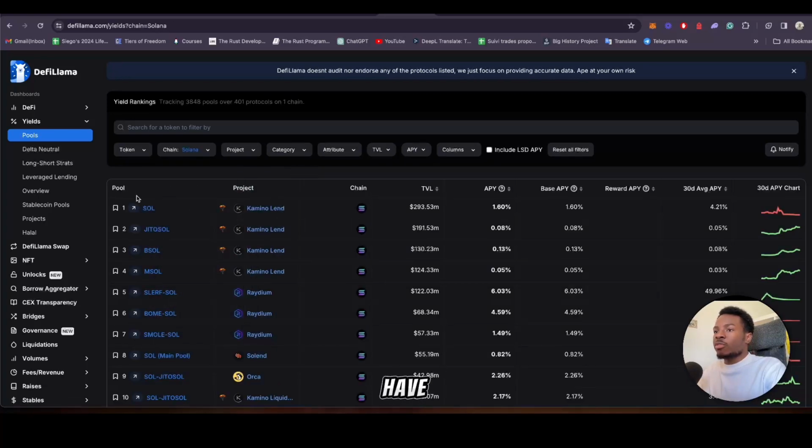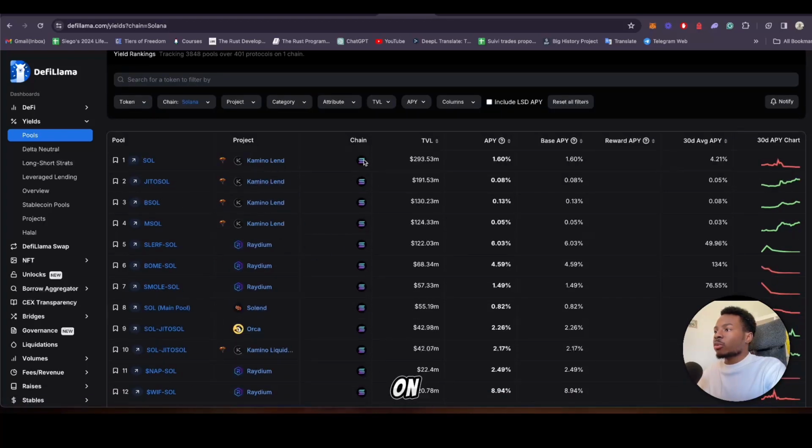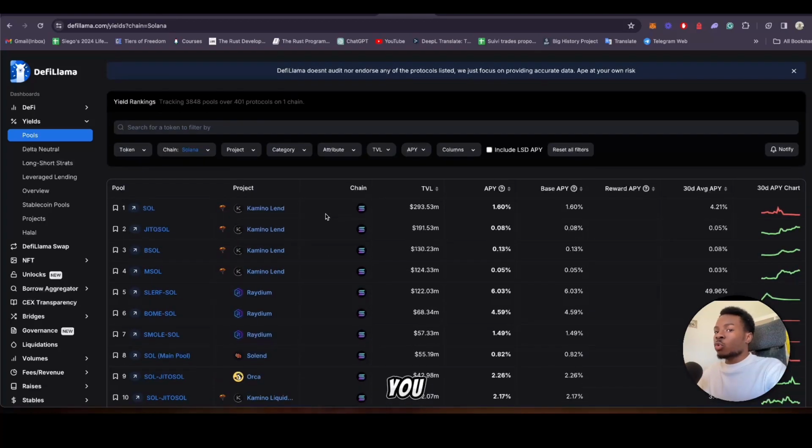As you can see, we have different pools and different projects, with information about different pools on the Solana ecosystem. And you can filter this information by the TVL amount, by the different APY amounts, and so on, right? So, the list is very long, and I'm going to show you guys the different protocols that I selected for you today.